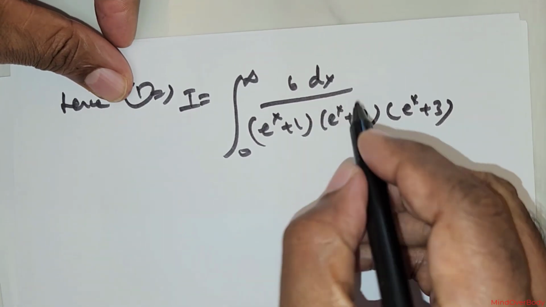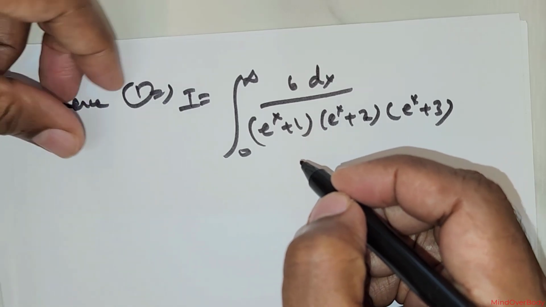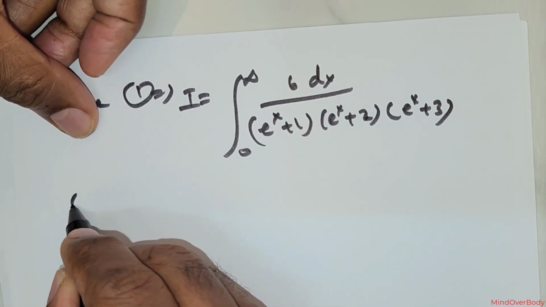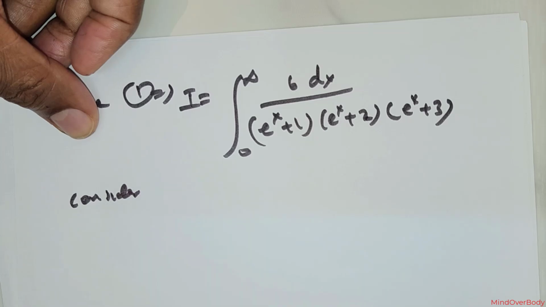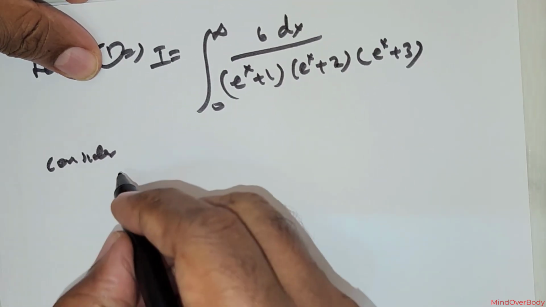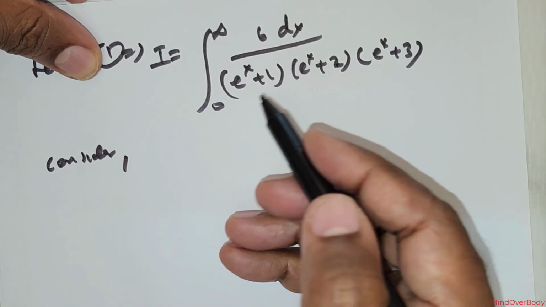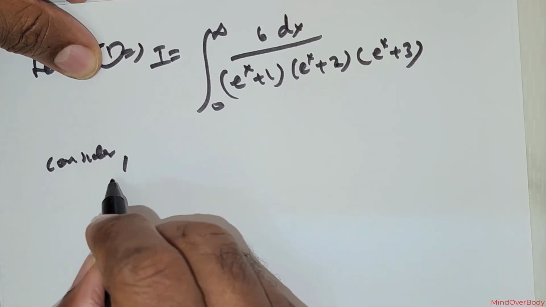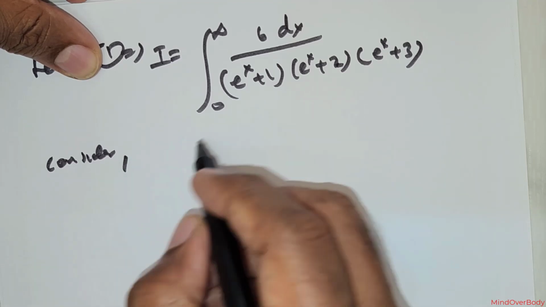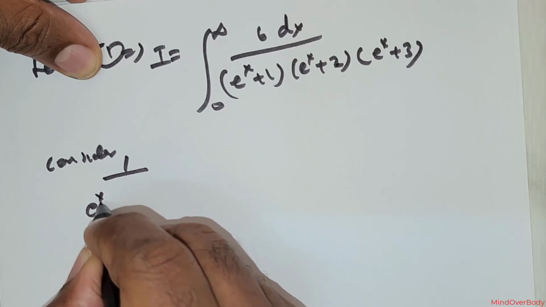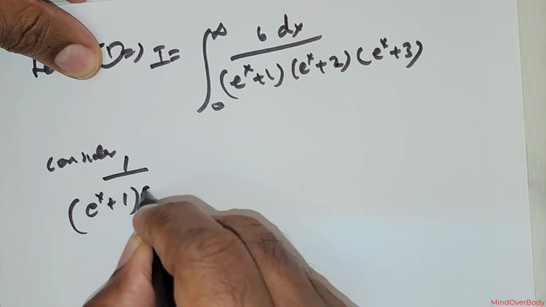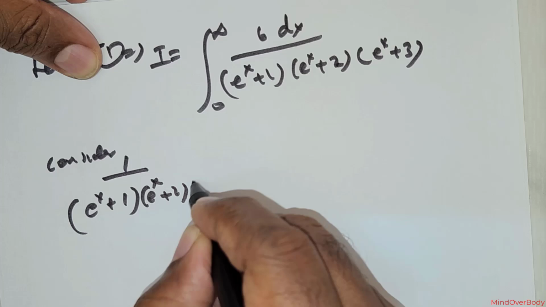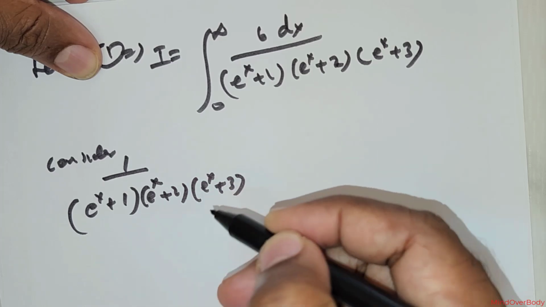Okay. So now what I wish to do is consider the quantity in partial fractions. So I'm going to take this as 1 over e raised to the power of x plus 1 times e raised to the power of x plus 2 times e raised to the power of x plus 3.